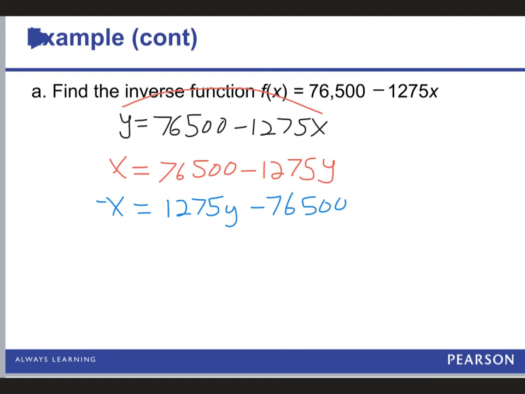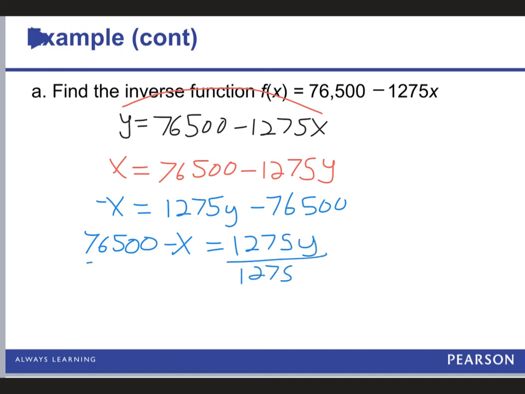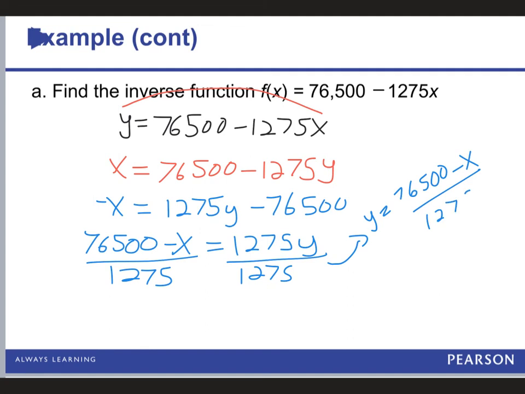Then the next step is I'm going to add 76,500 to both sides. So I'll have 76,500 minus x equals 1,275y. And the last step is I'm going to divide by 1,275, divide by 1,275. And so my answer is going to be y equals 76,500 minus x divided by 1,275.